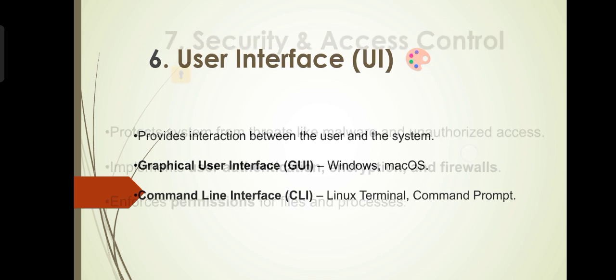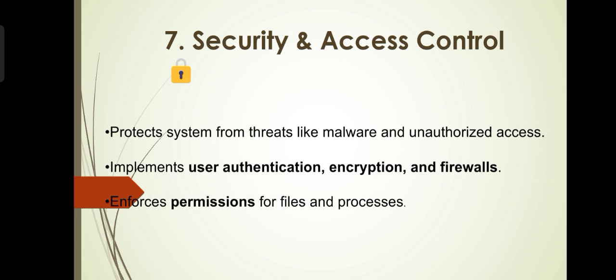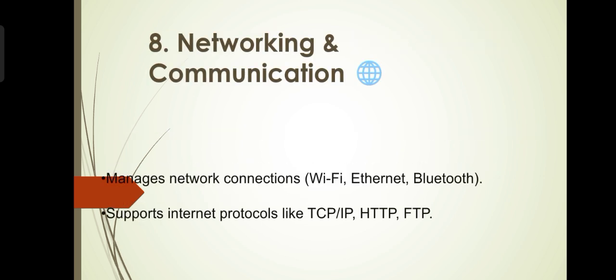And next is the security and access control. Security and access control protects the system from threats like malware and unauthorized access. It also implements user authentication, encryption, and firewalls. It enforces permission for files and processes. And the next one is networking and communication. It manages network connections like Wi-Fi, Ethernet, Bluetooth, etc. And it also supports internet protocols like TCP, HTTP, DHCP, and FTP.